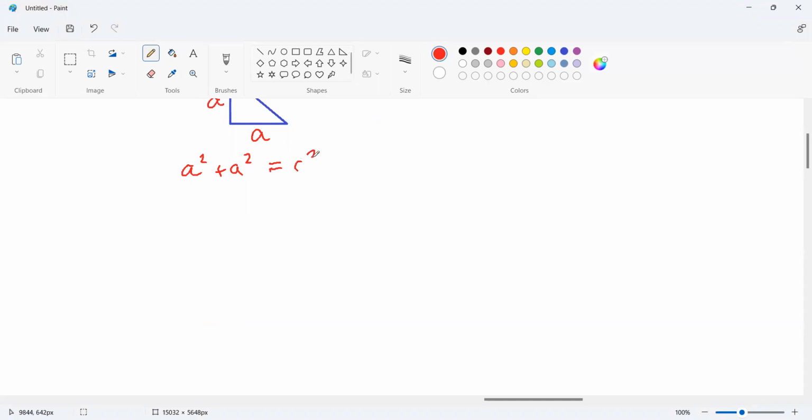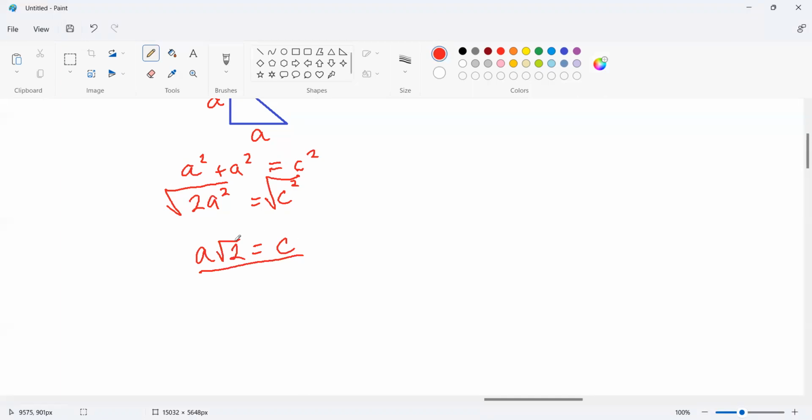Now, since these two are the same thing, we can add them together. So A squared plus A squared is just 2A squared, equal to C squared. After that, since we are to solve for the hypotenuse, we need to take the square root on both sides. And then we will get C equals A square root of 2. So this is our hypotenuse.